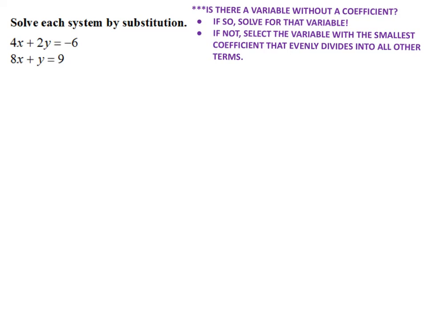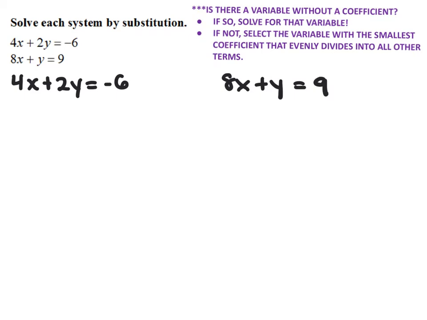In this example, our two equations are 4x plus 2y equals negative 6 and 8x plus y equals 9. Now, since there isn't a variable already by itself, we first have to look to see, is there a variable without a coefficient? And if so, we want to solve for that variable. Looking at these two equations, I can see in my second equation I have a variable that is just y, meaning it has no coefficient, so it's really 1. So we're going to solve for that variable.